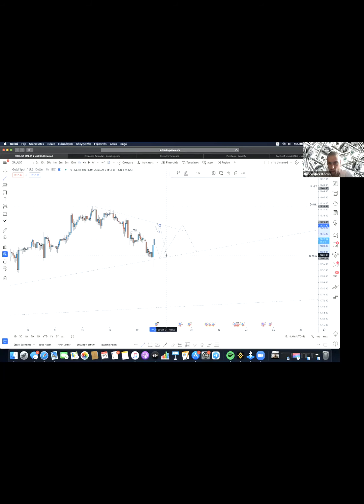So we will need to scale around the 1,800 levels. If the price rejects at this level, we are waiting for the price going higher, or if it smashes down these two levels, it will continue lower. So that's all on gold.